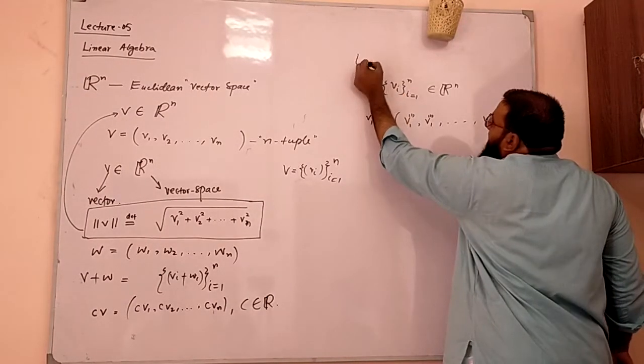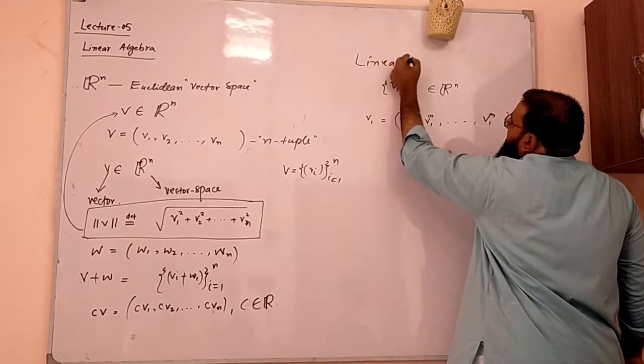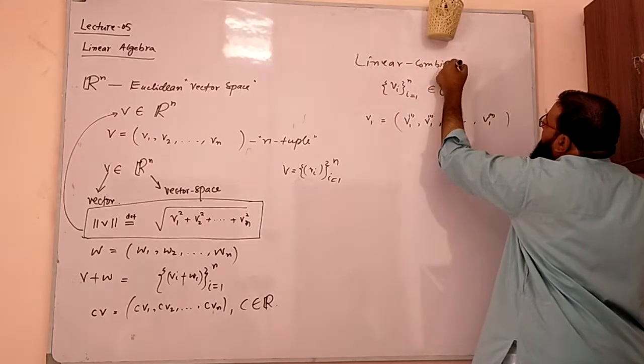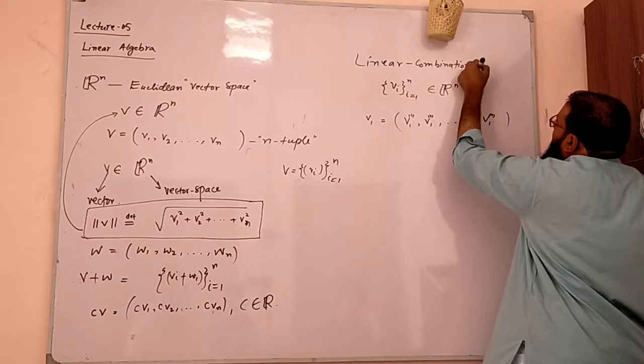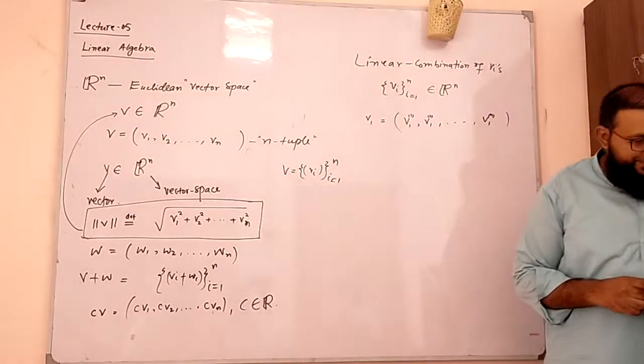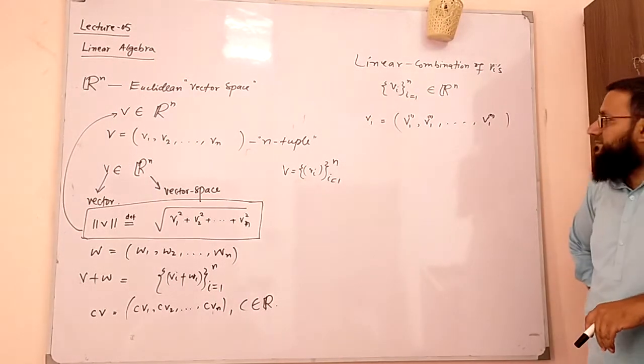So what do I mean by a linear combination of these vi's? What do you mean by linear combination?